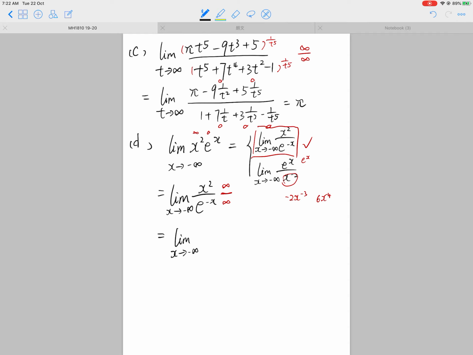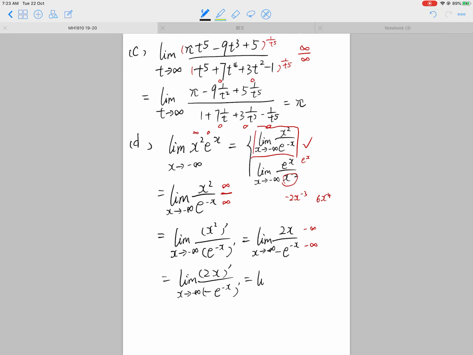Equals the top's derivative over the bottom's derivative, right? Which is 2x over negative e to the power of negative x. Right, now the top is approaching negative infinity, right? The bottom is approaching the same, negative infinity. So we can use L'Hopital's rule again. Okay, so it's 2 over e to the power of x.